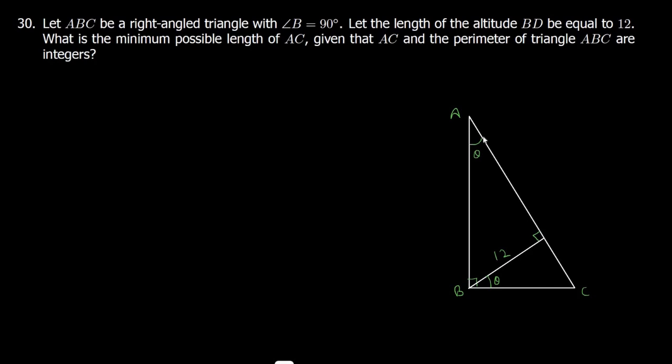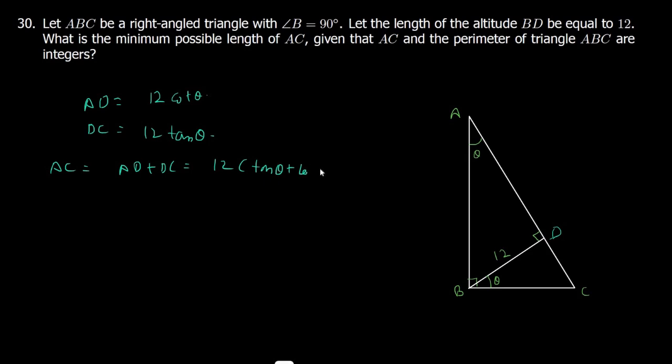So let me assume this angle A to be theta, then this angle will also be theta. Now suppose this is BD, of course the altitude is BD. So my AD in terms of theta would be 12 times cot theta, and DC would be 12 times tan theta. So if I talk about AC, it will be AD plus DC, that will be 12 times (tan theta plus cot theta).